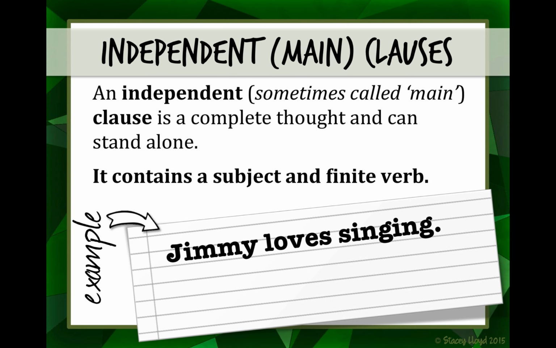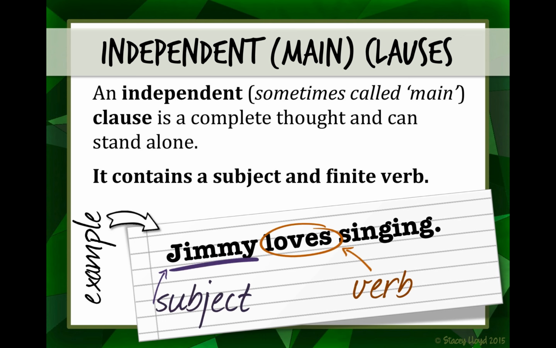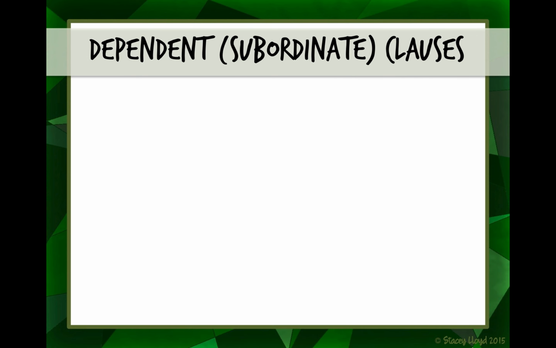So look at this sentence. Jimmy loves singing. We've got our subject, and what does he love? What does he do? He loves, right? Everybody wants to say that singing is the verb. It's not the verb because what is he doing? He loves. He loves. That's your verb.